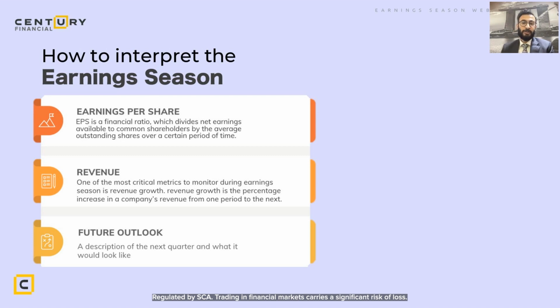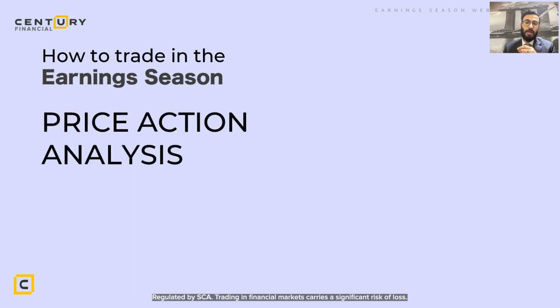Now the important part is, how do we understand, or how do we trade during the earnings season? One of them is price action analysis. The strategy which you must see is called price action analysis, right? How do we look at the price action analysis? Now I'm going to share the strategy with you.